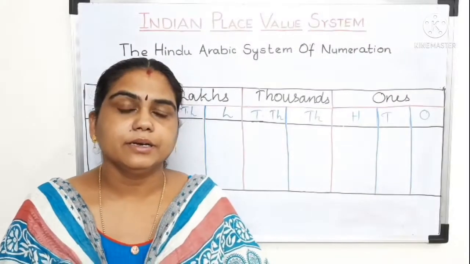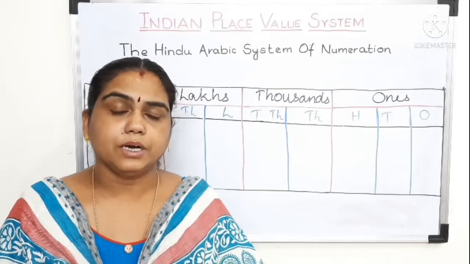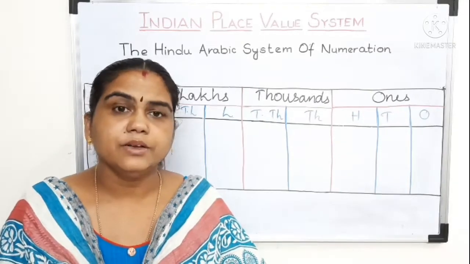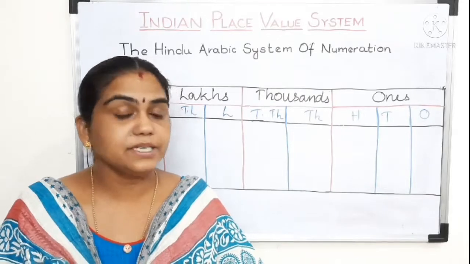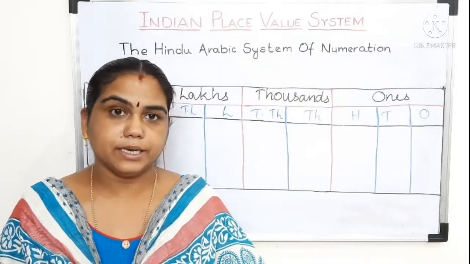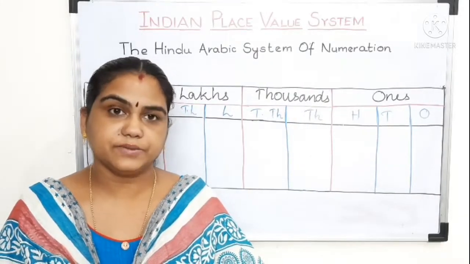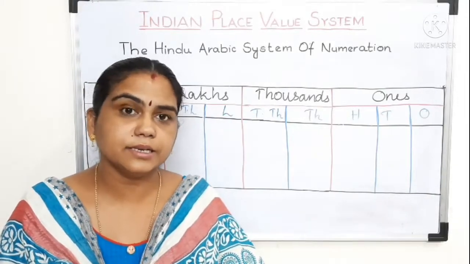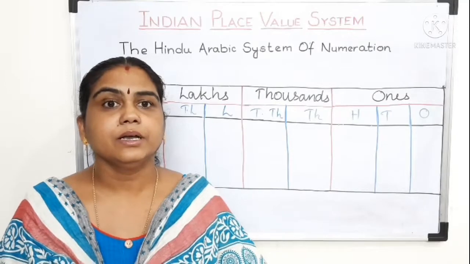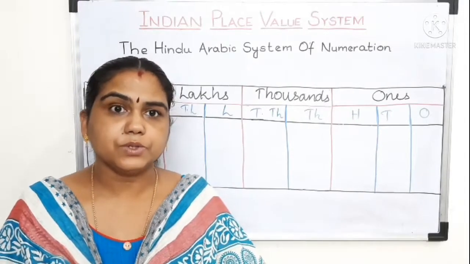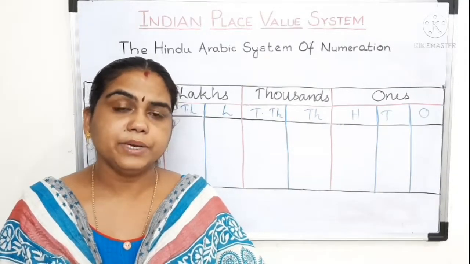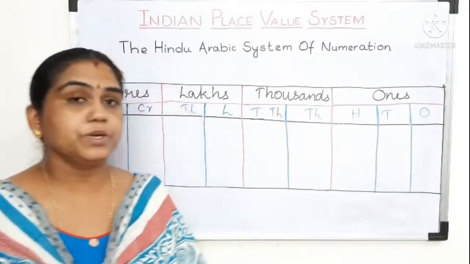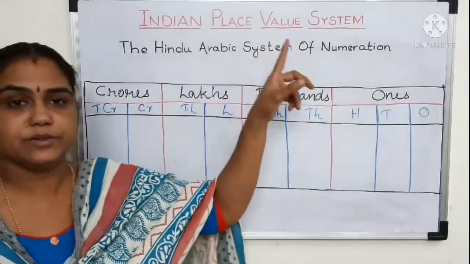Hello children, have you ever thought how to read and write large numbers? For this, we use place value system. There are mainly two types of place value system, Indian place value system and international place value system. Today, let's see how to read and write big numbers using Indian place value system. So today's topic is Indian place value system.